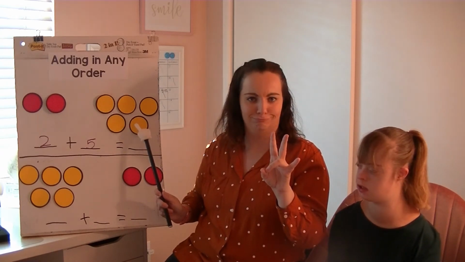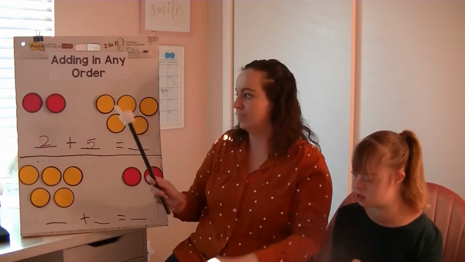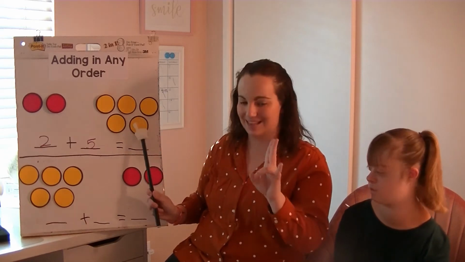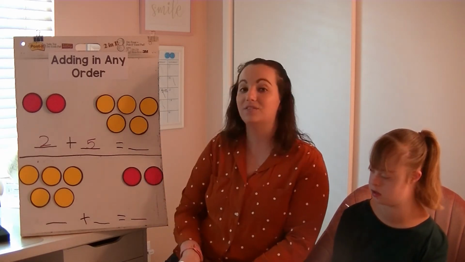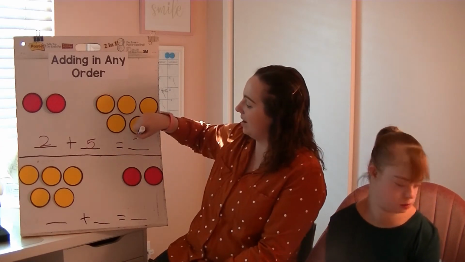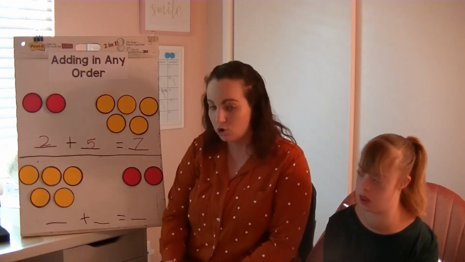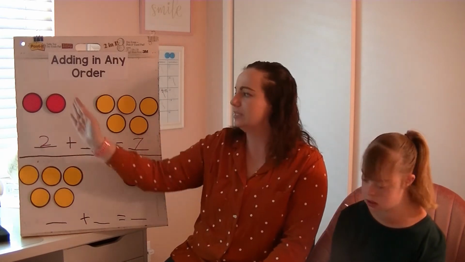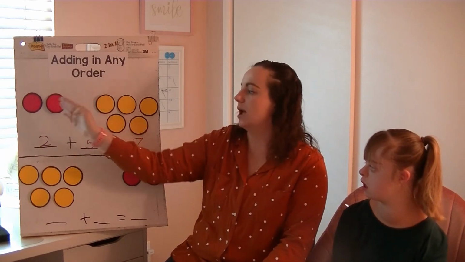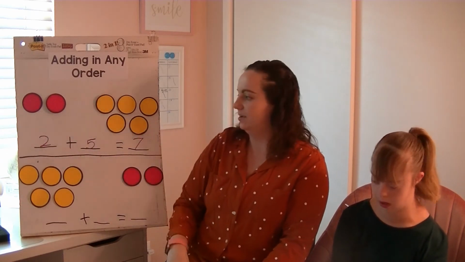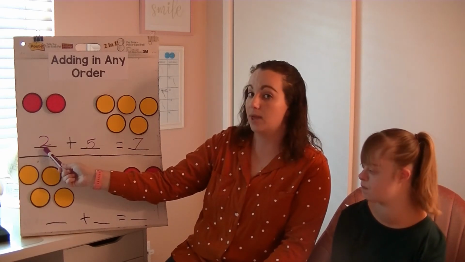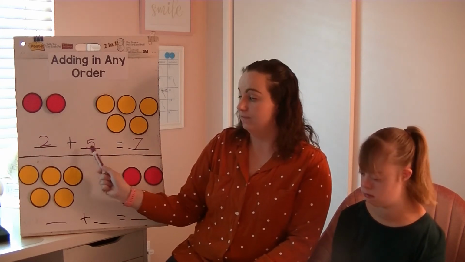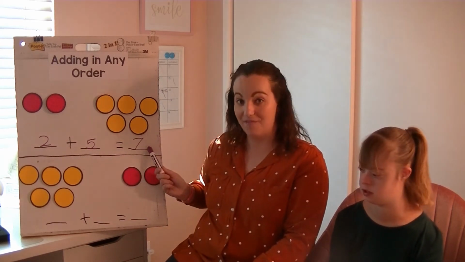10. No. 7. Because there was 2, then 3, 4, 5, 6, 7. Good. 2 plus 5 equals 7. Nice. And I know to count on, we usually would start with the bigger number, but I just want to help show you that you can add them either way. Okay? So let's read our problem that we just solved. We said 2 plus 5 equals 7.